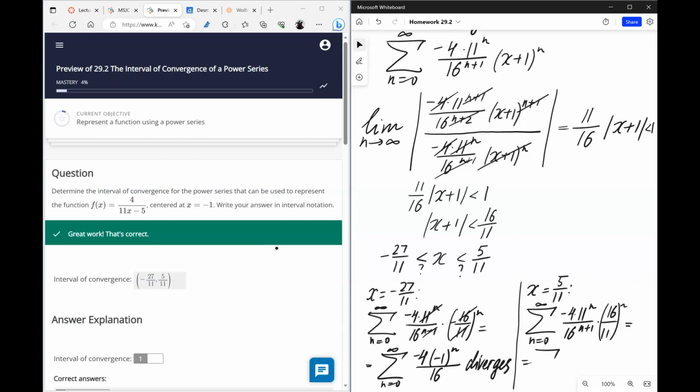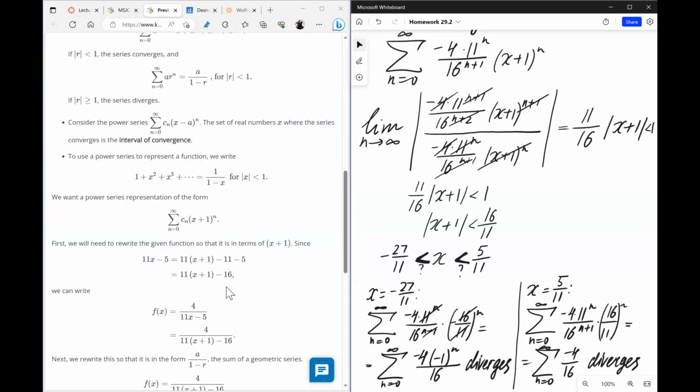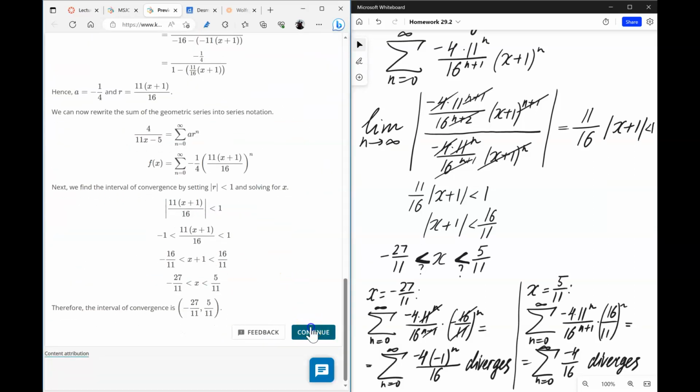And when x is equal to 5 over 11, our original series becomes pretty much the same thing, but it's not alternating. And again, by the divergence test, it also diverges. So it diverges at both of these endpoints. So we're going to keep these inequalities as strict. Otherwise, we would have to turn them into non-strict inequalities. So this is a more superior way of finding the interval of convergence for a given series.